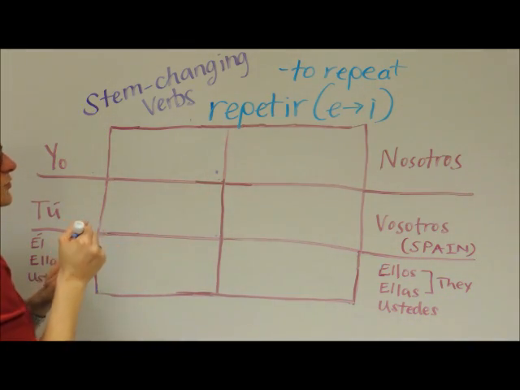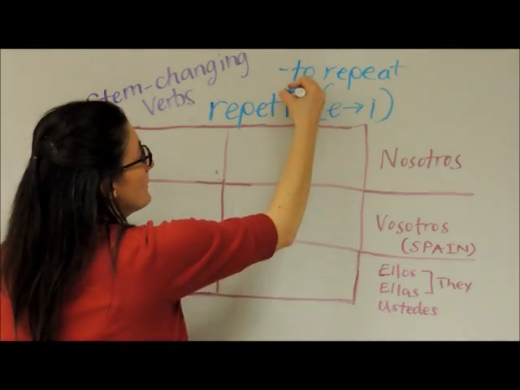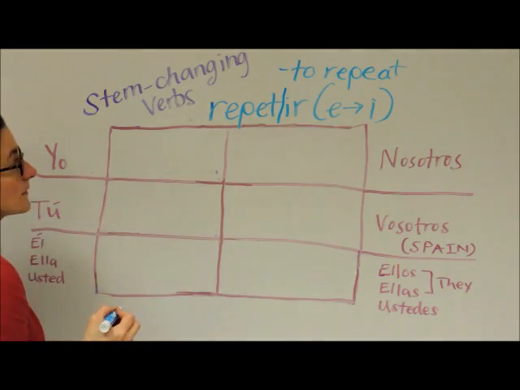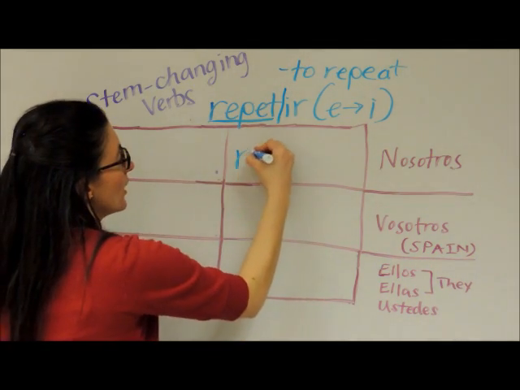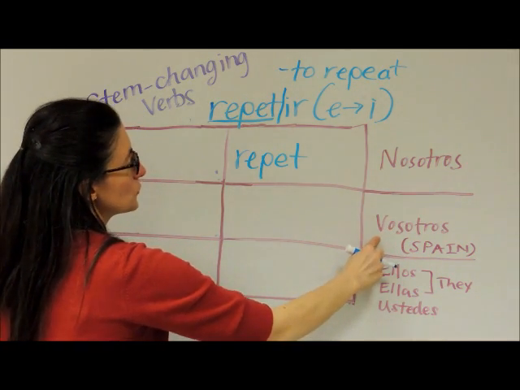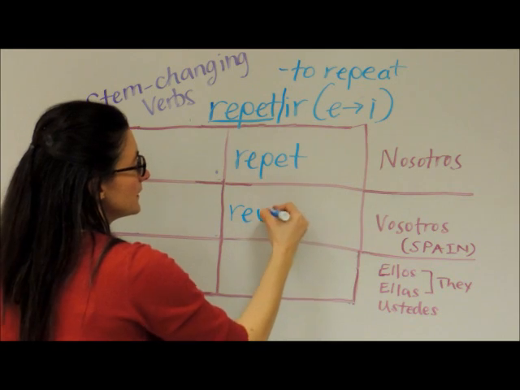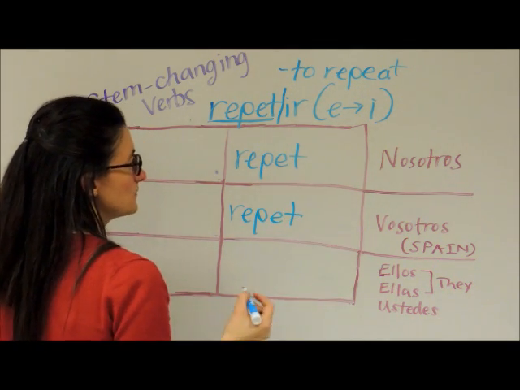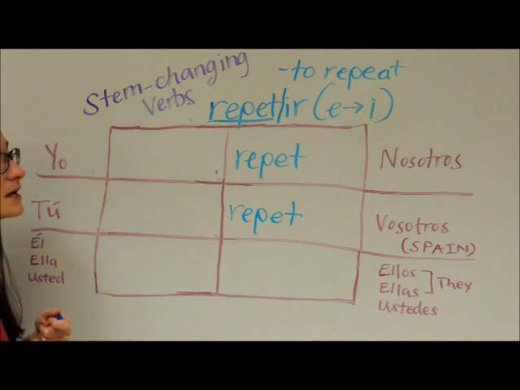All right. So now, once again, it's the chop suey step. We chop off this IR ending, and we're left with this stem. We can go ahead and write that stem in to nosotros and vosotros, because these are outside of the boot that we'll draw. R-E-P-E-T.